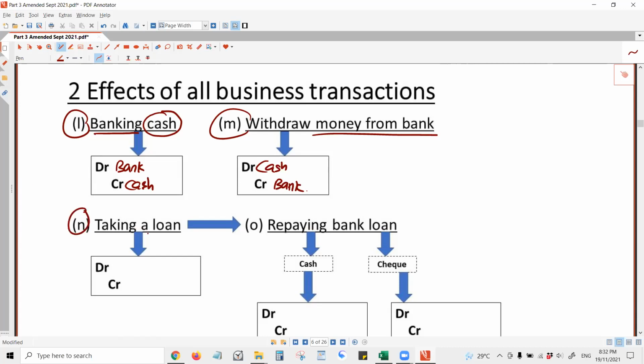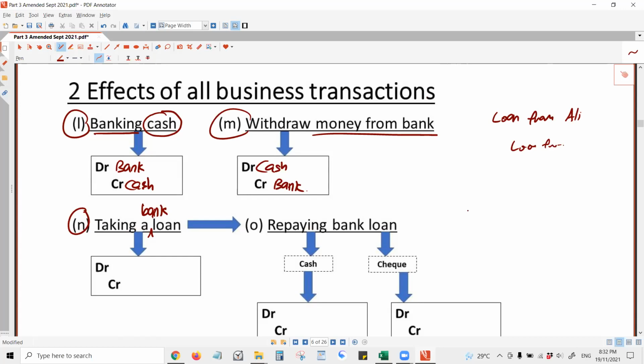Transaction N, taking a bank loan. Write bank loan. Write the word bank. To be honest, you can actually borrow from anybody, not necessarily from the bank. I believe here you have seen certain items like loan from maybe Ali, loan from maybe somebody else. It can be from anybody.